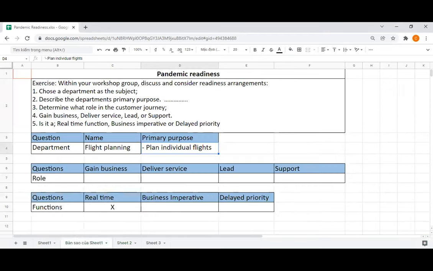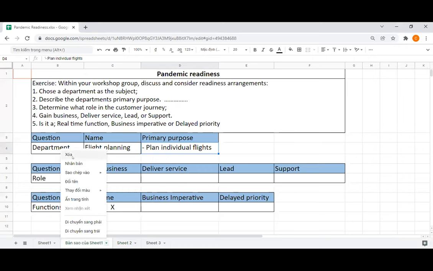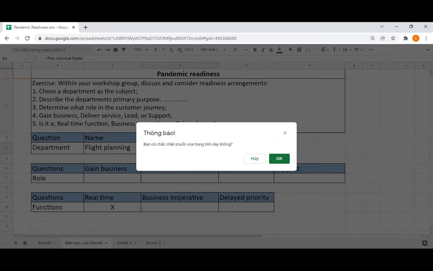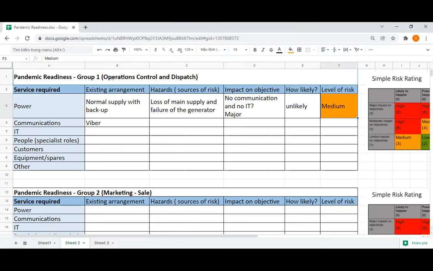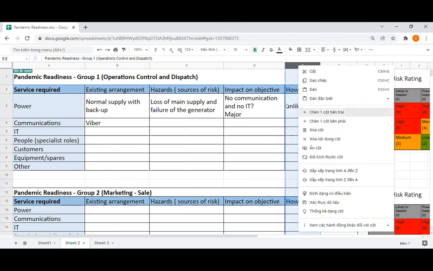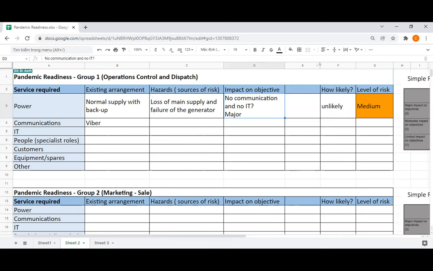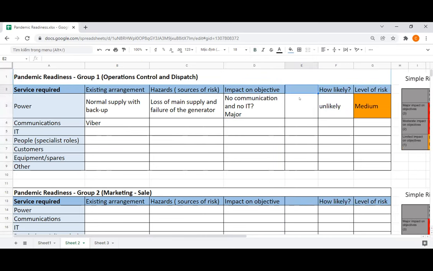Tien, I think actually you were right. We should add another column. I think that would be better. For the impact, you mean? Yeah, after impact. You're quite right. And I think here we should be writing the impact on the business.